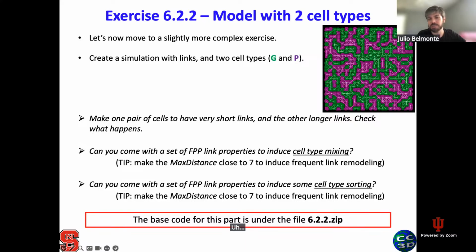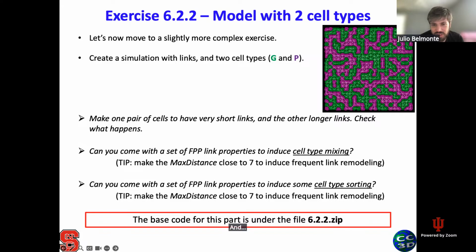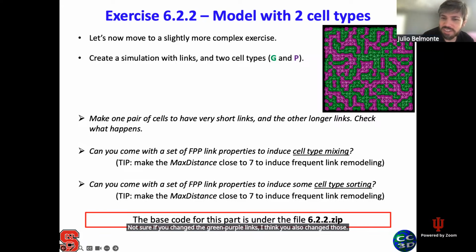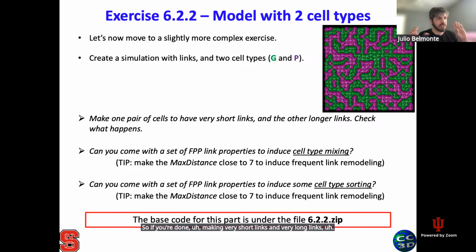I see that Joanna posted a picture. She made the purple cells have very long links, and the green have very short links. Not sure if you changed the green-purple links. I think you also changed those, right? Yeah, but not as drastically as the green. So if you're done making very short links and very long links, you see that they affect different cell pairs, okay?